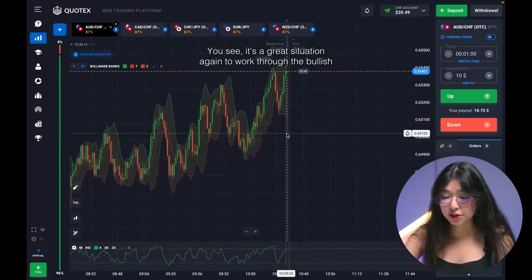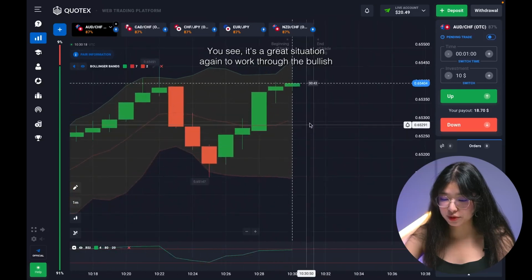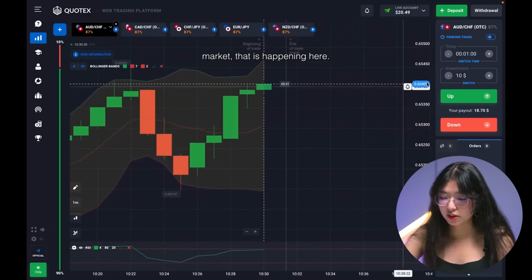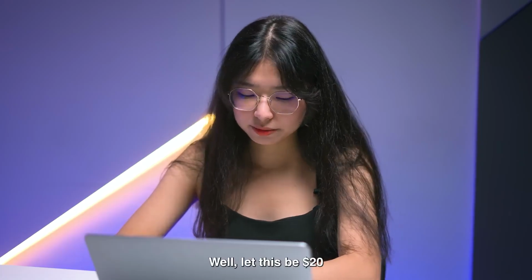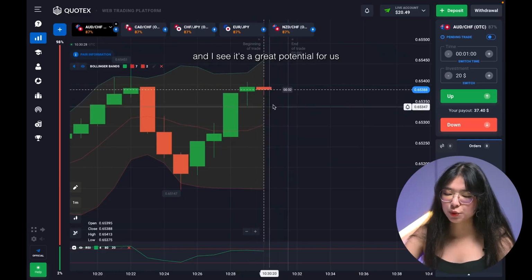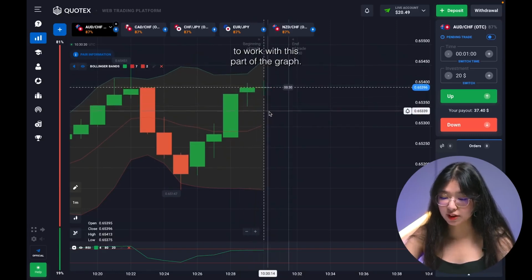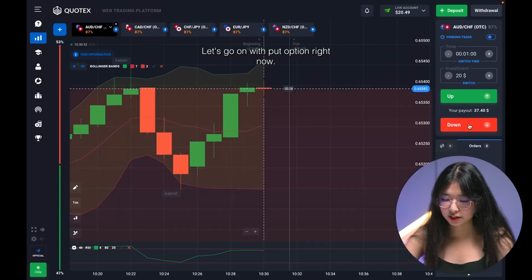And you see that's a great situation again to work through the bullish market that's happening here. I will go onto my investment, so let it be $20. And I see it's a great potential for us to work with this part of the graph. Let's go with the put option right now.